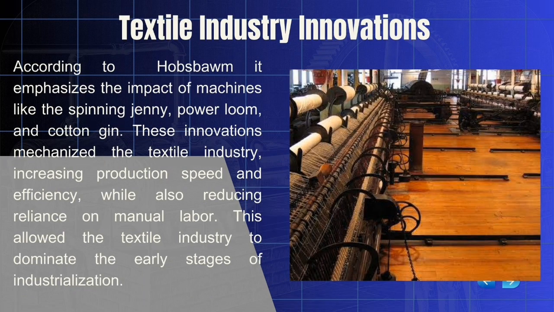Next is textile industry innovation. According to Hobsbawm, it emphasized the impact of machines like the spinning jenny, power loom, and cotton gin. This innovation mechanized the textile industry, increasing production speed and efficiency, while also reducing reliance on manual labor. These allowed the textile industry to dominate the early stages of industrialization.